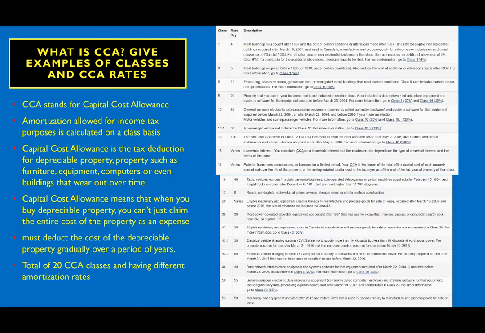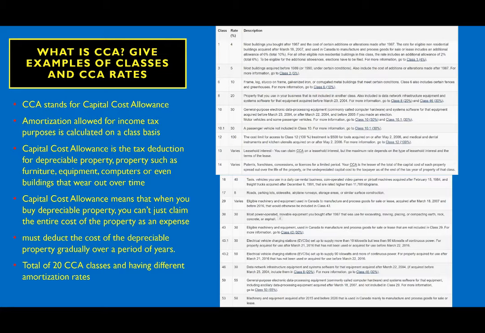What is CCA? CCA stands for Capital Cost Allowance. The CCA is the tax deduction for depreciable properties such as furniture, equipment, computers, or even buildings that wear out over time. Capital cost allowance means that when you buy depreciable property, you can't just claim the entire cost of the property as an expense. You must deduct the cost of the depreciable property gradually over periods of years.